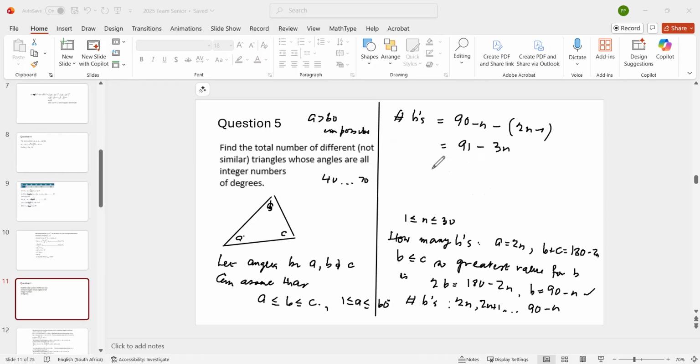Now that is when A is equal to 2n. So if A equals 2n, the number of triangles is equal to 91 minus 3n.